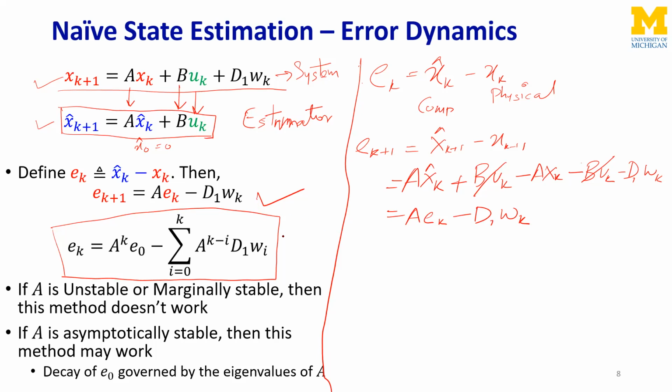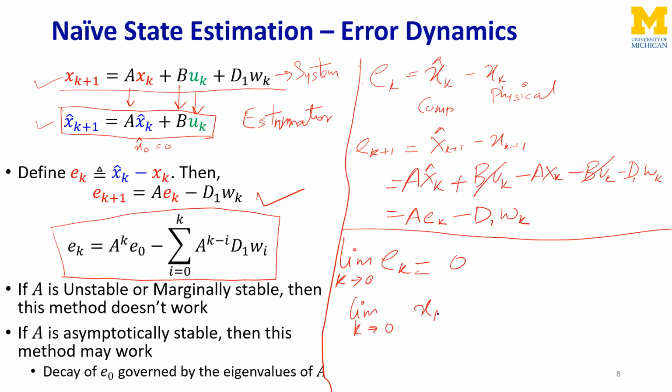So now we have to consider this equation, and then we figure out how this error behaves. So what do we want this error to do? We actually want this error to go to 0. That's what we want. Why do we want it? Because if the limit as k goes to infinity of ek is equal to 0, then the limit of x hat k minus xk is going to go to 0, which means our state estimate is going to converge to the physical state.